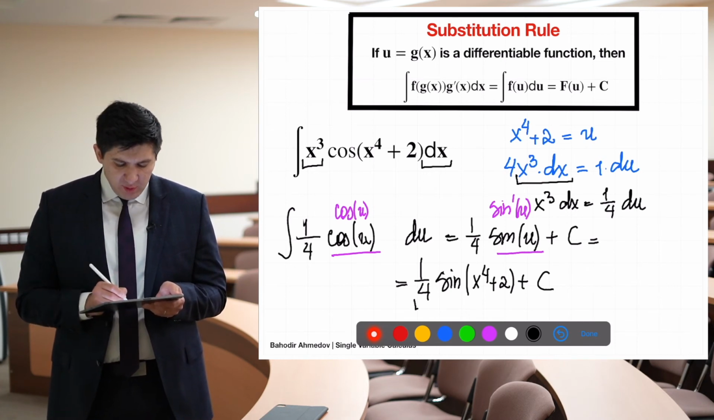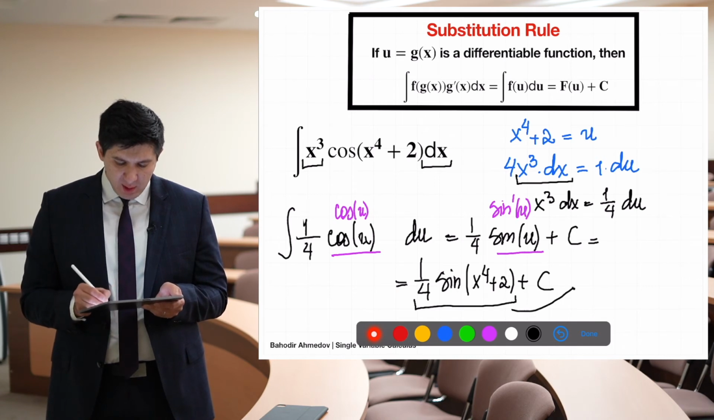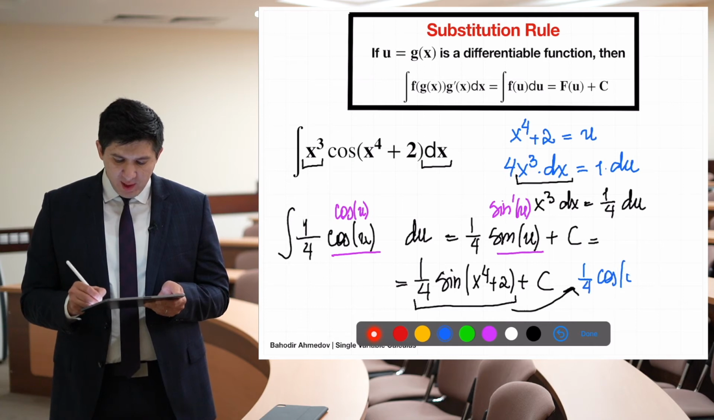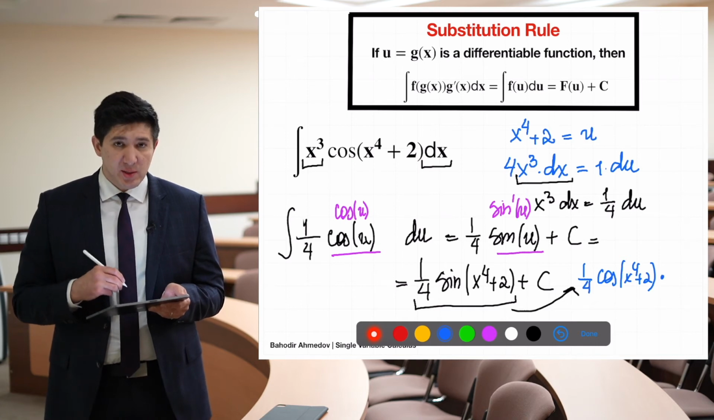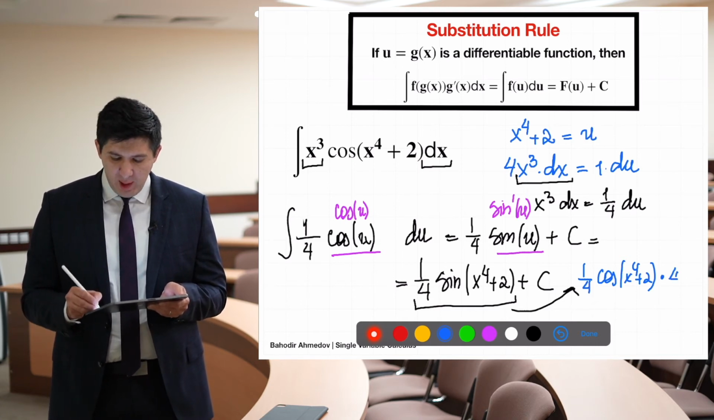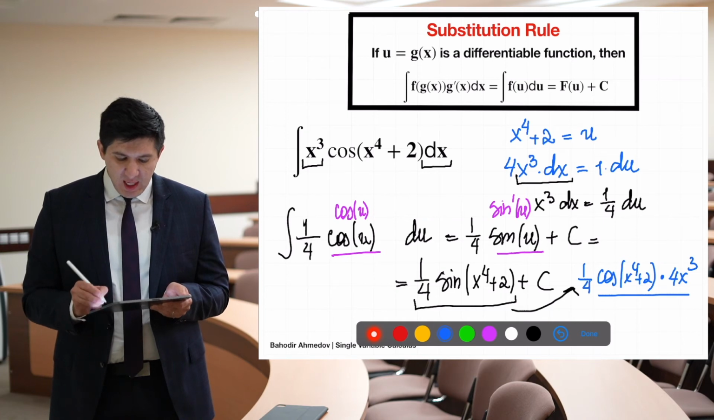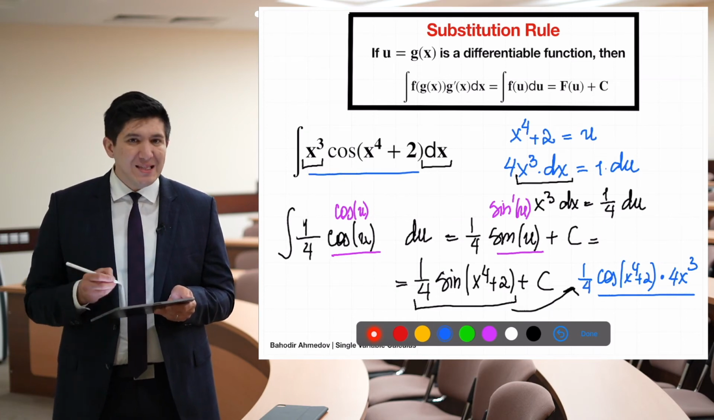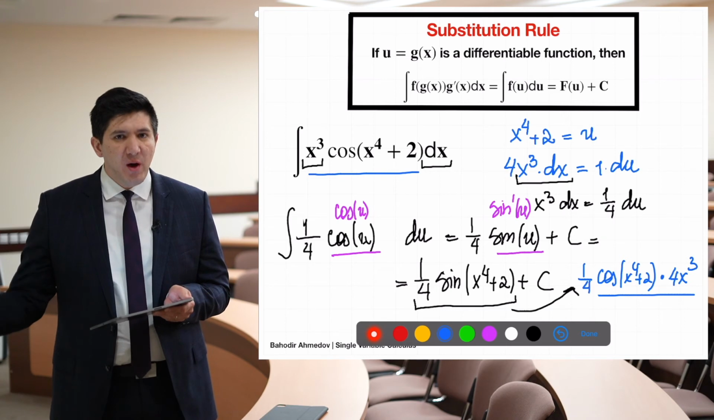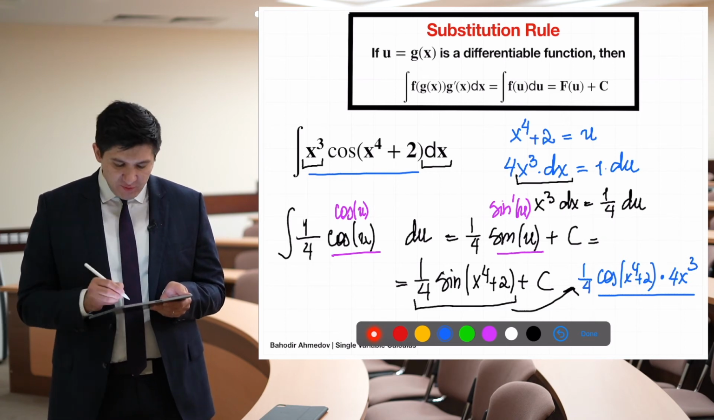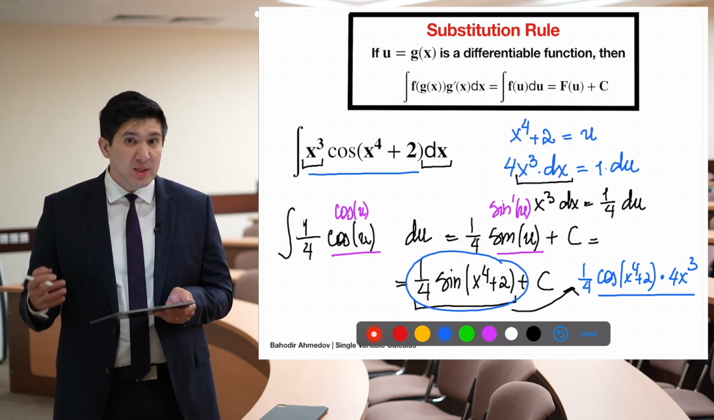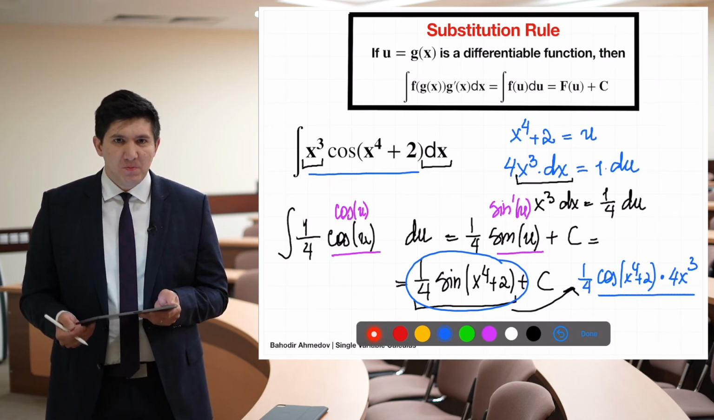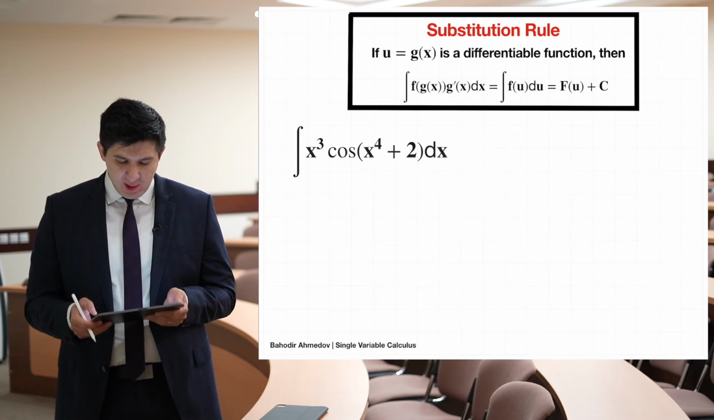So for example, if you take the derivative of this function, what do you get? The derivative of this function is going to be 1 over 4 times cosine of x to the power of 4 plus 2, right? And according to the chain rule, you have to multiply this by the derivative of the argument, which is 4x cubed, which gives the same function as your initial function inside your integration. This is what you wanted to find. You wanted to find such a function so that if you take its derivative, you get the given function. So let's do a couple more exercises.